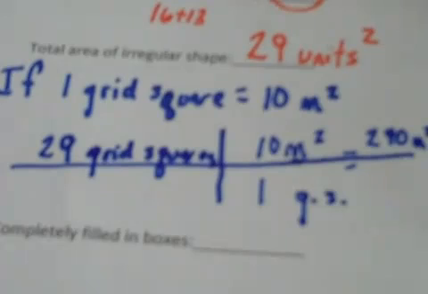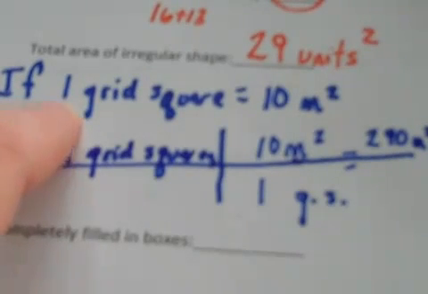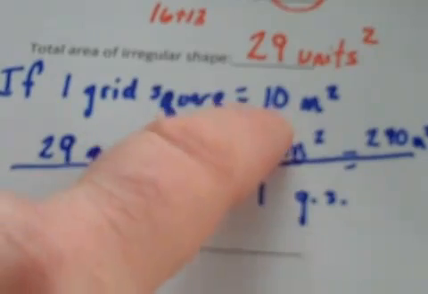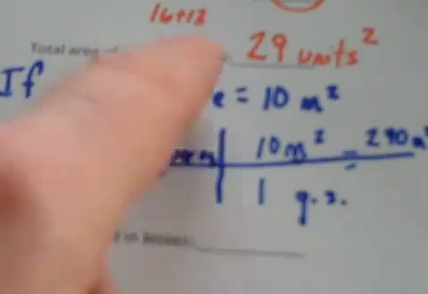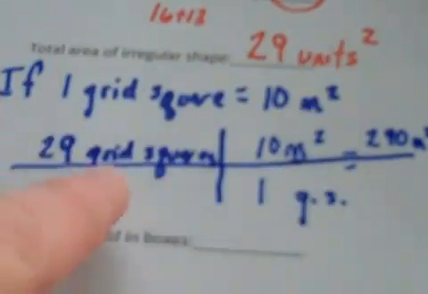Alright, do you remember when we talked about how to do conversions? One way to solve this problem is with conversions, and this is really good practice for you. So if I tell you that 1 grid square is equivalent to 10 square meters, and I know that my picture covers 29 grid squares, that's why I said it was 29 units squared.